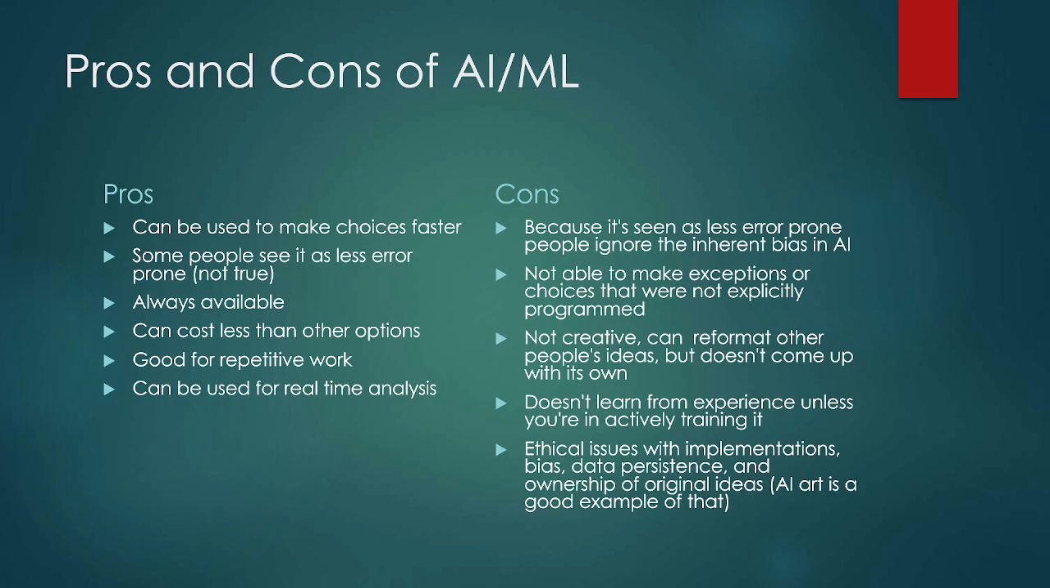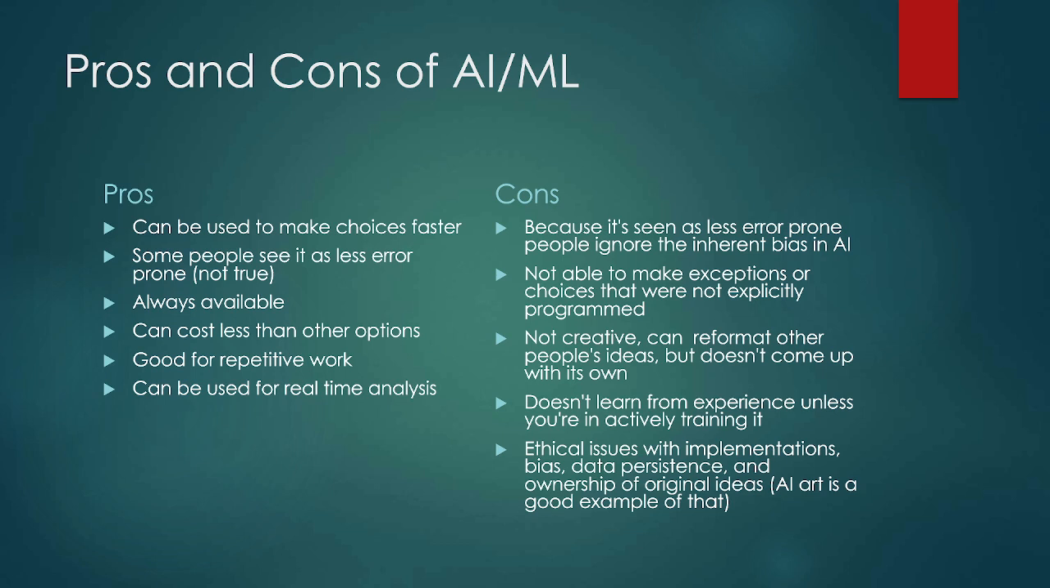Pros and cons of AI and ML. So this is something that is currently being debated in the news. Some of the pros of AI is it can be used to make choices faster. It's always available. It's good for repetitive work, and it can be good for real-time analysis that a human couldn't do.